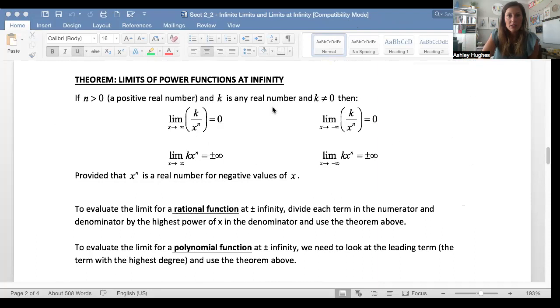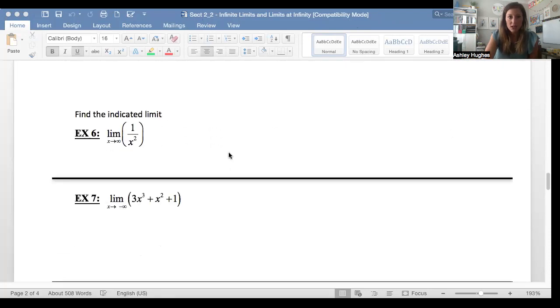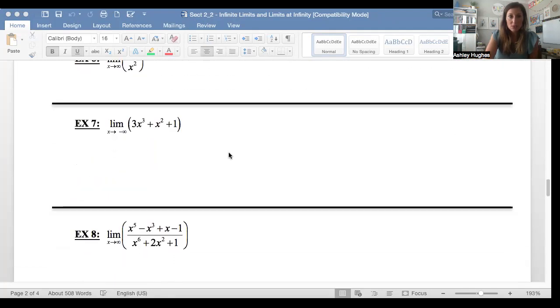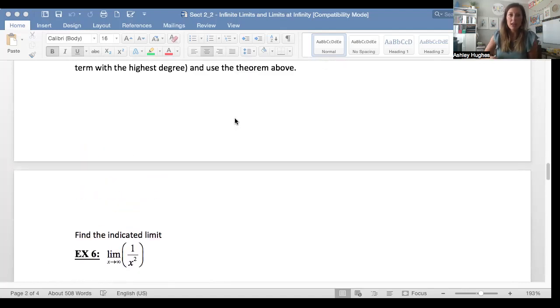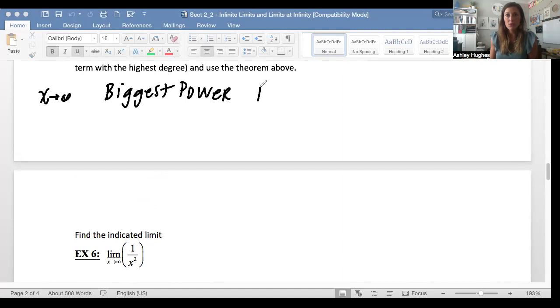So these are some theorems about what happens as x approaches infinity. And I'm going to simplify all of this down here, okay? So I don't want you to get too caught up in that. There's essentially just a few rules when you're finding limits at infinity. What I want you to look at is the biggest power. And I want you to just think the biggest power rules, okay? Anytime you're looking at x approaching infinity, think the biggest power rules when you're looking at a rational function, okay?